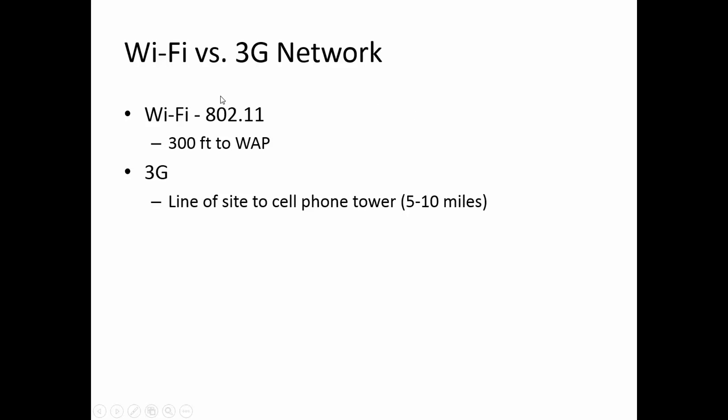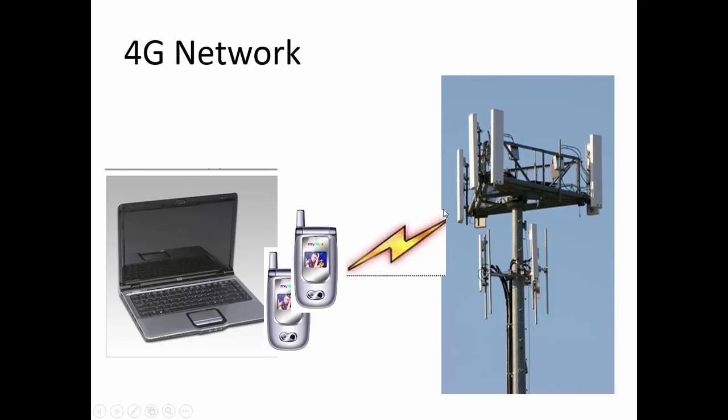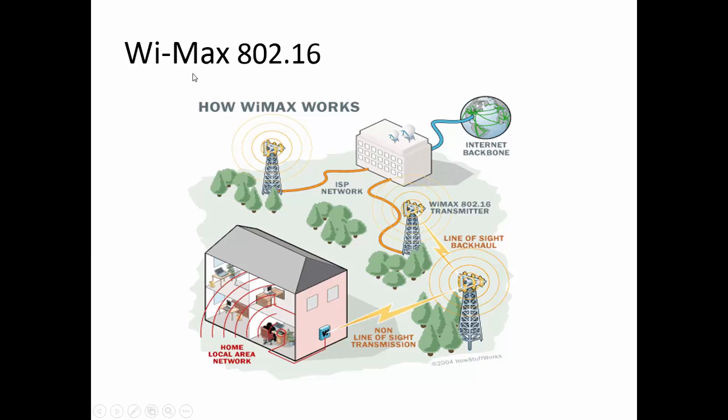Now, what's the difference between Wi-Fi and 3G? They are both wireless technologies, but Wi-Fi only goes 300 feet from the workstation to the wireless access point. But with 3G, that is a line of sight from your computer to the cell phone tower, and that can be 5 to 10 miles in distance. A 4G network is really nothing but two 3G networks running in tandem. A 4G network provides greater bandwidth to a cell phone tower. And a Wi-Fi network is based upon 4G technology.